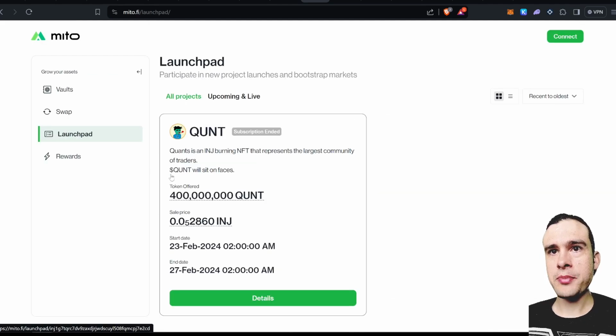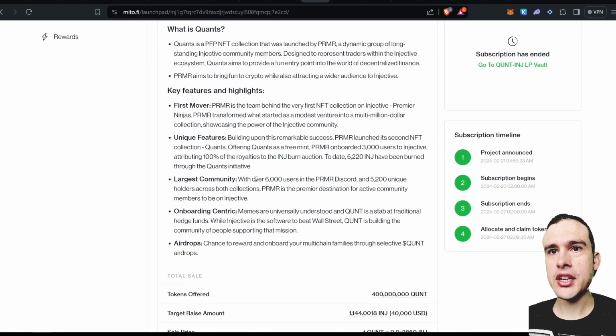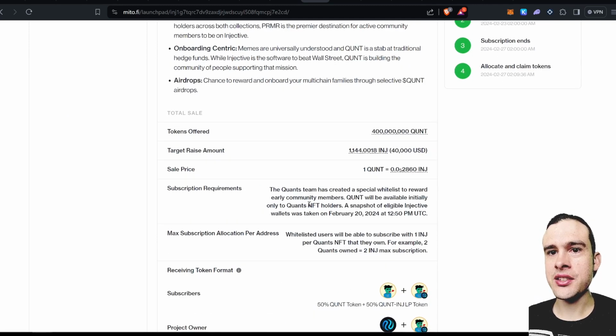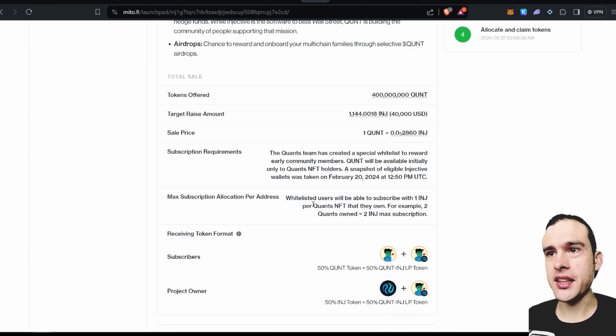The way this launchpad works, in this case with the QUNT token, is that this is another token linked to a PFP collection or NFT collection. You actually needed to hold an NFT in order to qualify for this. So if you didn't hold an NFT, then unfortunately you weren't able to qualify, like myself. But you also had a max allocation.